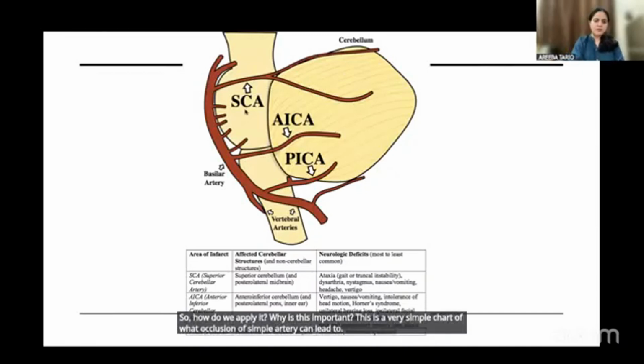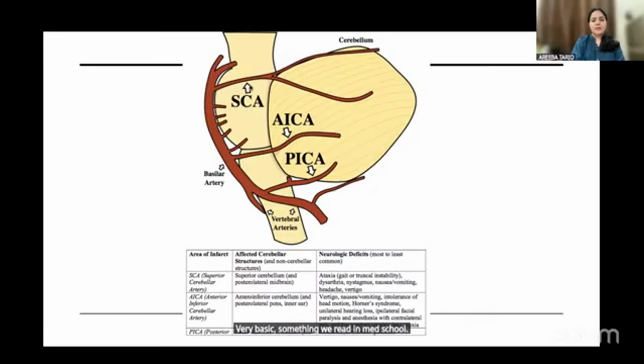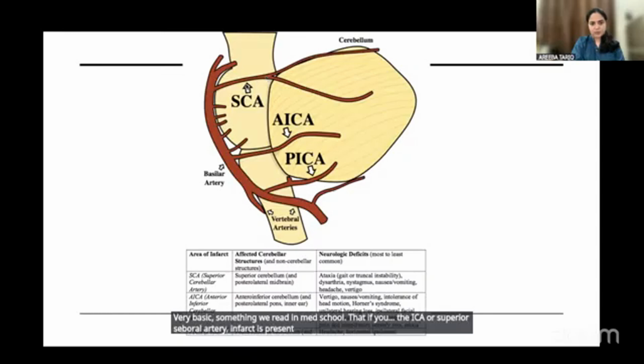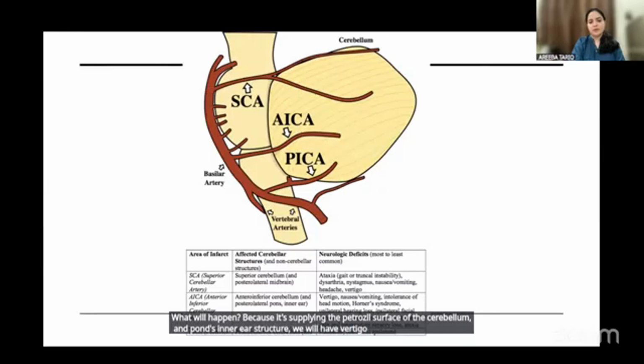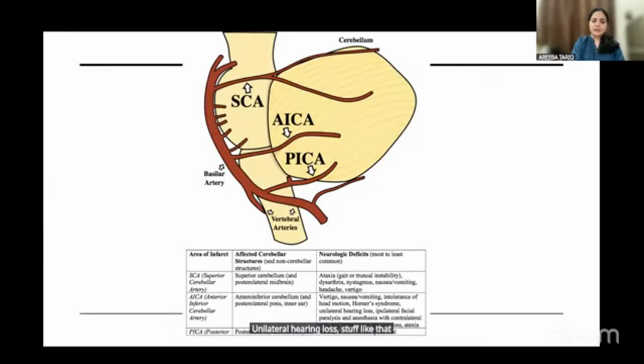Very basic, something we read in med school: if SCA, superior cerebellar artery infarct is present, if this is occluded, what will happen? Because it's supplying the superior part of the cerebellum and posterolateral midbrain, the patient will have symptoms of ataxia, dysarthria, nystagmus, nausea, vomiting, headache, vertigo. If AICA is involved, what will happen? Because it's supplying the petrosal surface of the cerebellum and pons, inner ear structure, we will have vertigo, nausea, vomiting, Horner syndrome, unilateral hearing loss, stuff like that, and ataxia.